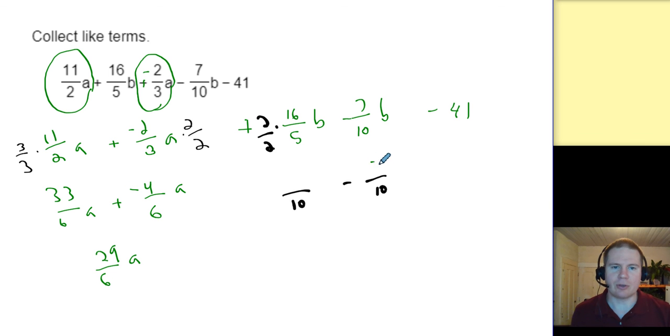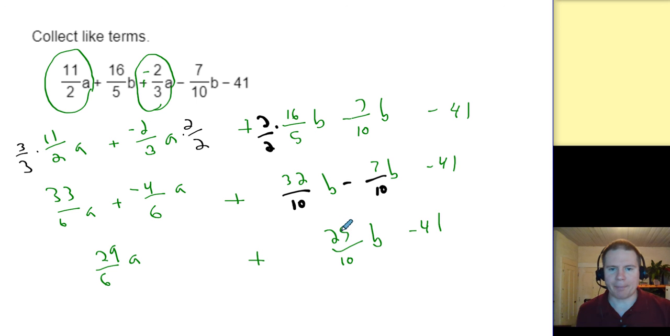7 tenths is still 7 tenths. 16 fifths, 16 times 2 is 32 tenths. Now I can subtract 32 minus 7 is, let's see, 25 tenths b. Right, this minus was going here. This plus sign in front of the 16 fifths is still in front of that term here. The minus is still in front of 41.